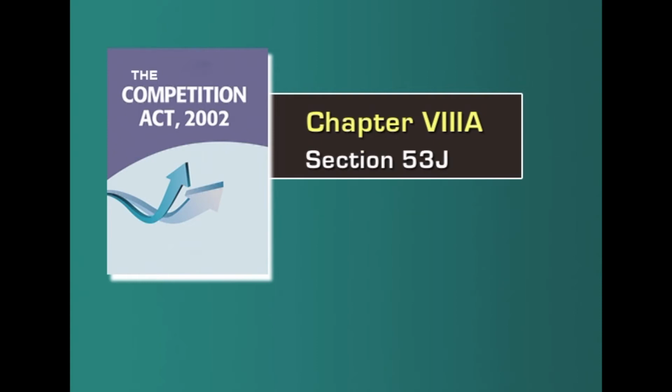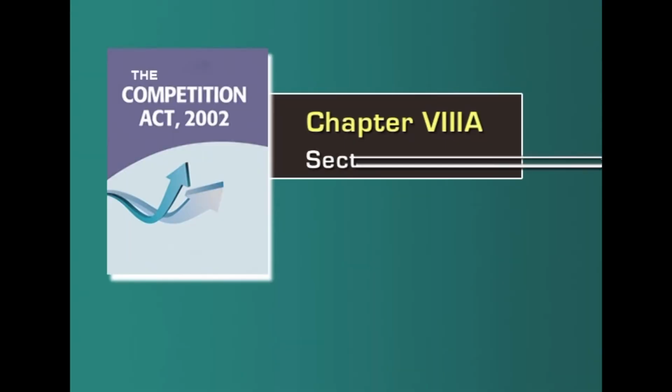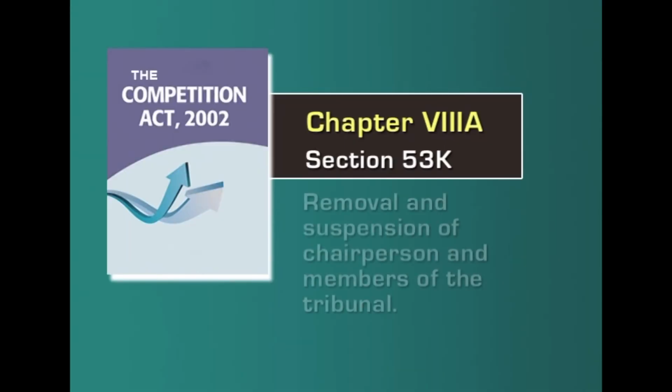Then 53J, the members of the appellate tribunal to act as its chairperson in certain cases. Now, this is an interesting feature. Sometimes there is a vacancy of the chairperson's position. One of the members presiding over the appellate tribunal can assume the role of a chairperson and discharge the duties of a chairperson as may be required, but for the purpose of it, you need to be guided by section 53J, and it becomes relevant.